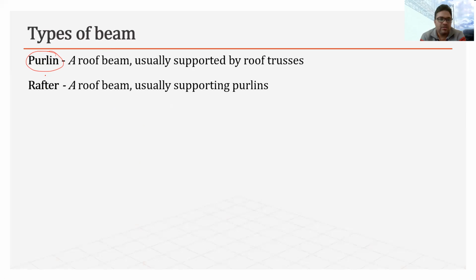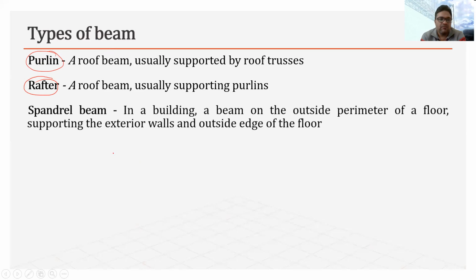Then rafter. Rafter is again a kind of beam which is being used in the truss. Then we have spandrel beam. Generally, spandrel beam is a beam which is provided on the outside perimeter of the building. Like on any floor, if we are providing the beam on the outside perimeter, then that beam will be called as spandrel beam.